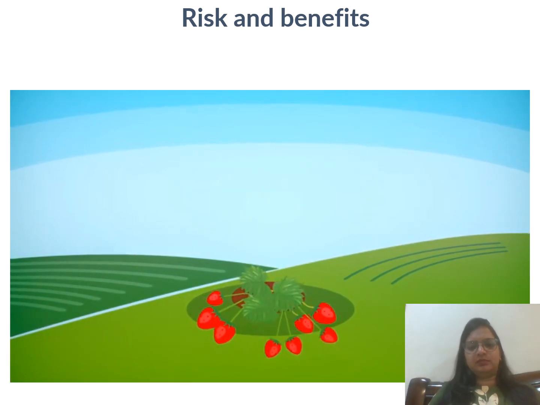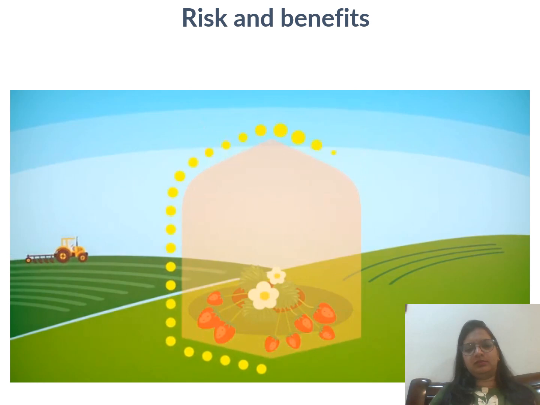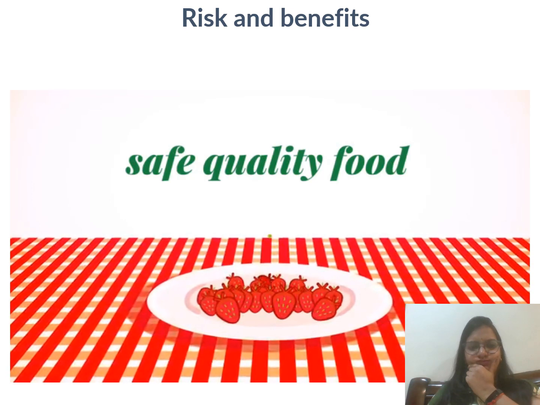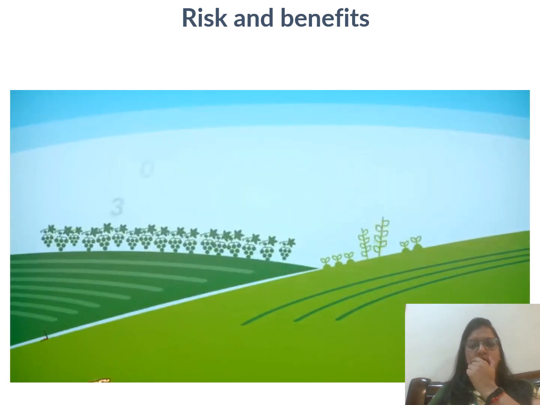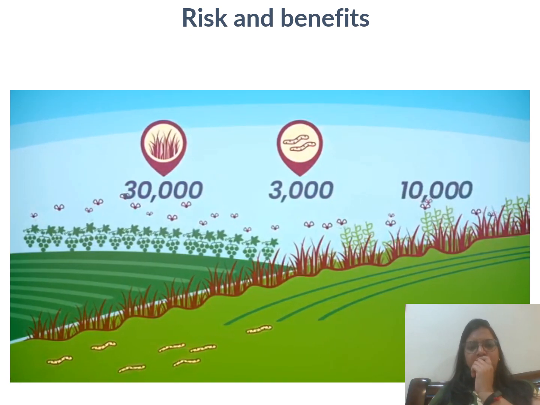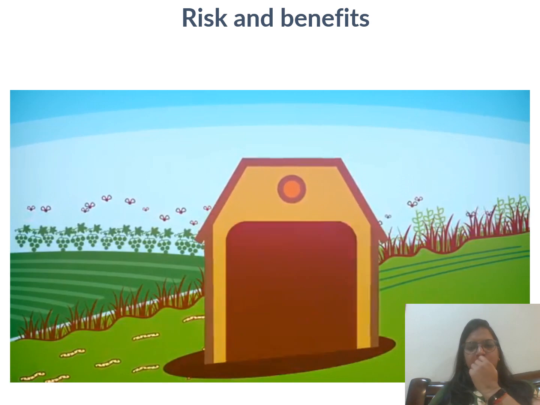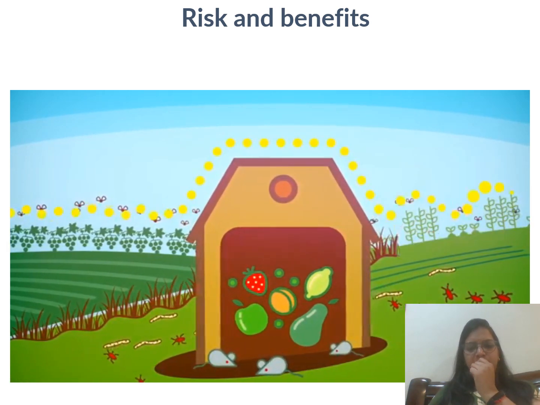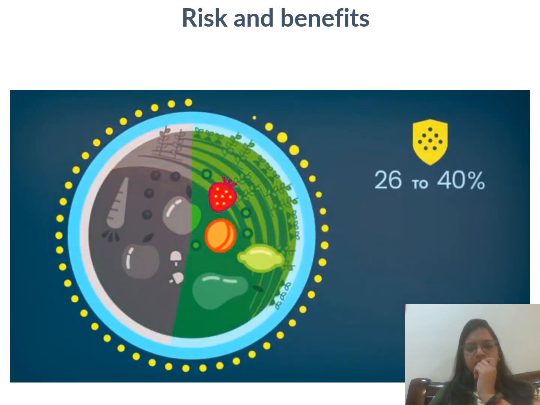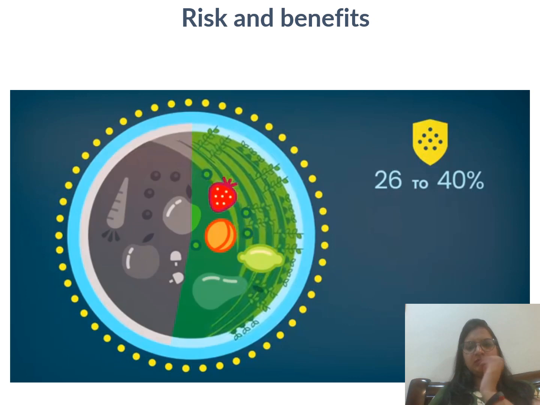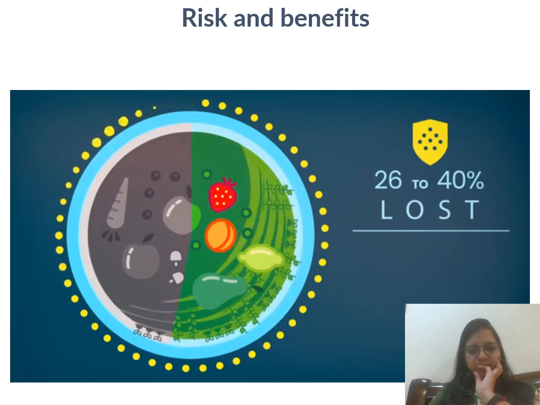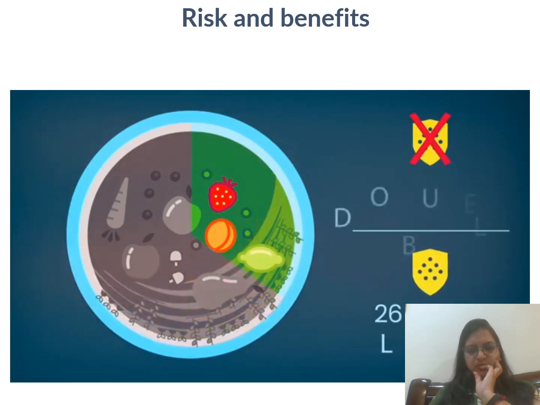Pesticides are necessary. They help farmers produce abundant, safe, quality foods at affordable prices. Globally, crops must compete with 30,000 types of weeds, 3,000 species of worms, and 10,000 types of insects in fields. In storage, bugs, molds, and rodents can also cause damage. In fact, 26 to 40% of the world's potential crop production is currently lost annually to pests and diseases. But without crop protection, including pesticides, these losses could easily double.